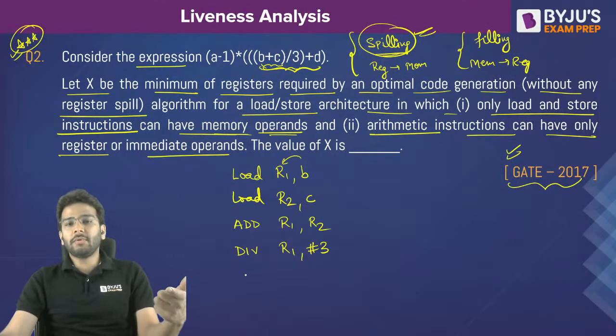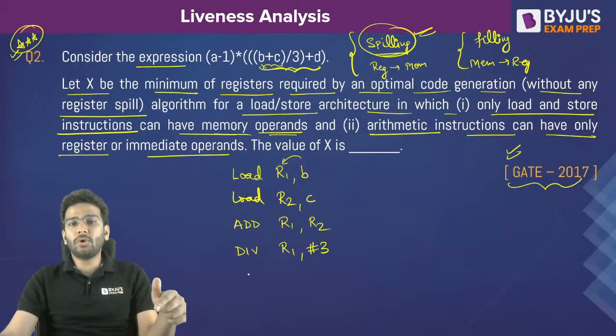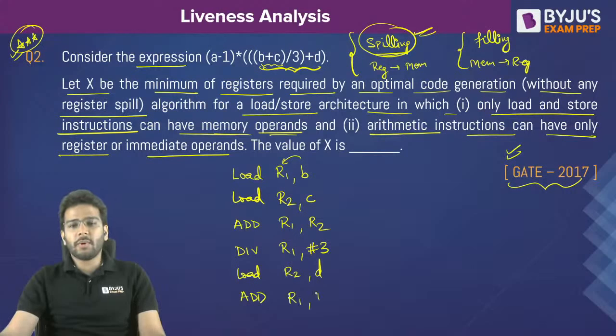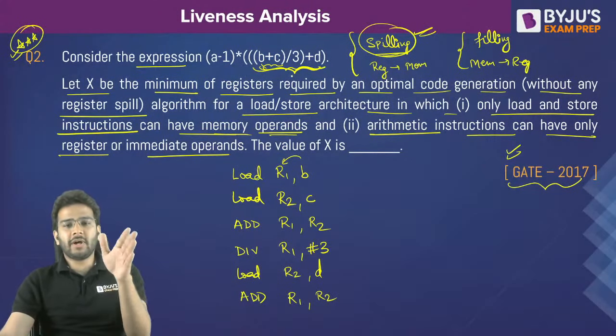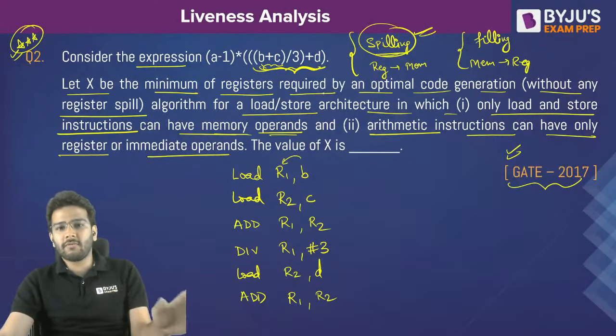Then we are going to perform the addition operation. In order to perform it, first we have to load the value of D. And we know R2 is free now, so we can load the value of D into R2. Then we can perform the addition operation here, R1 comma R2. Now the entire value B plus C divided by 3 plus D is stored in R1.